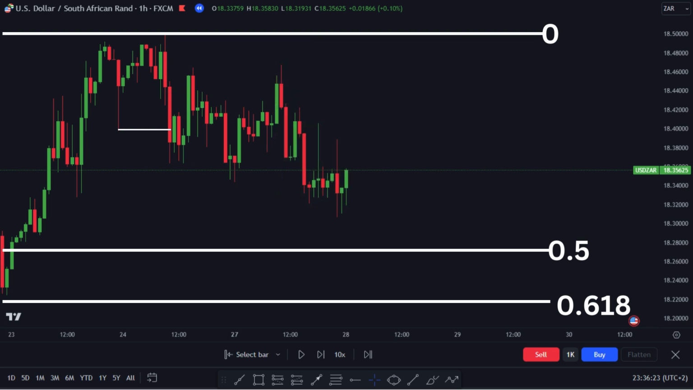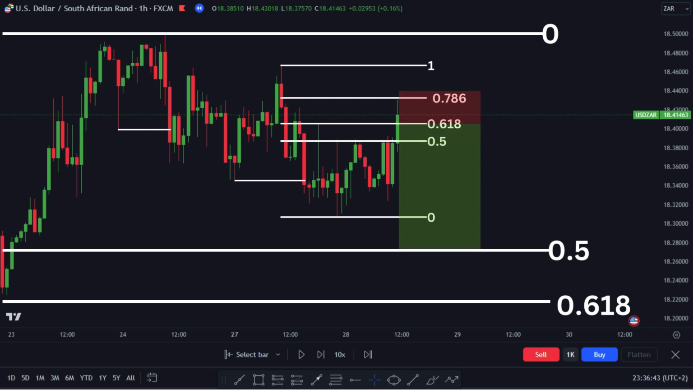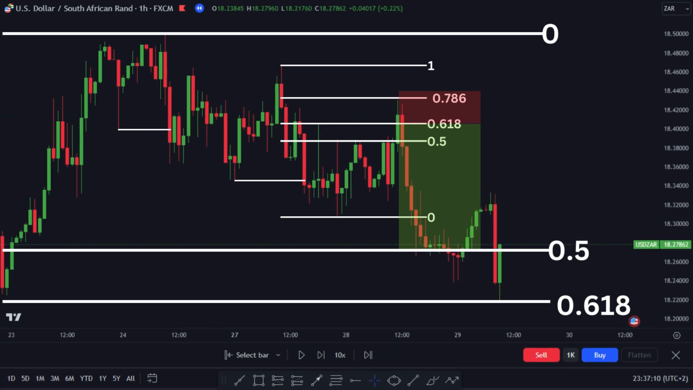We had a break below this internal swing low, indicating that sellers are still in control. Once again, insert your Fibonacci levels and wait for price to pull back and retest the 61.8% level. From here, execute your sell orders with a stop loss above the 78.6% level and set your take profit below the internal swing low. Once again, price pushed down and hit our target.